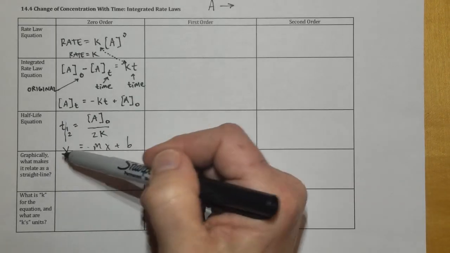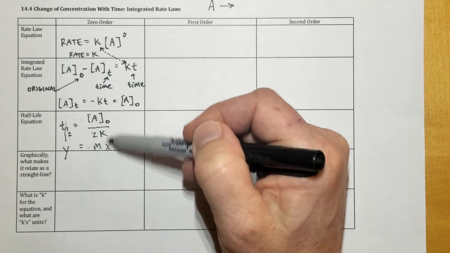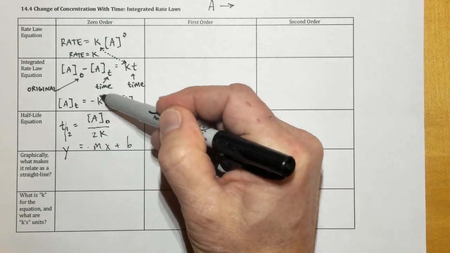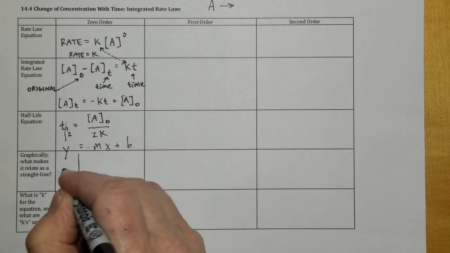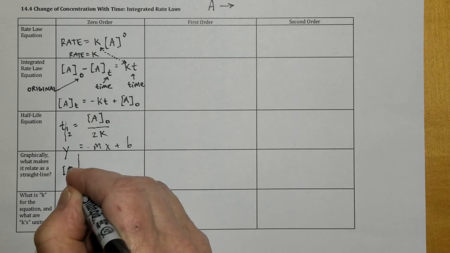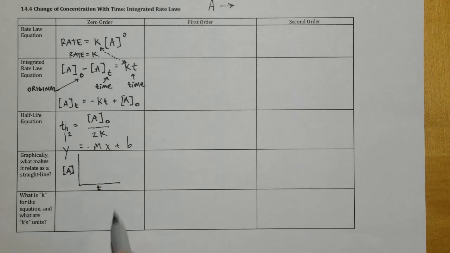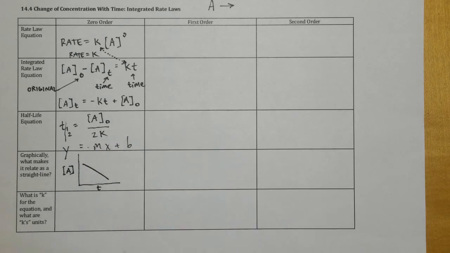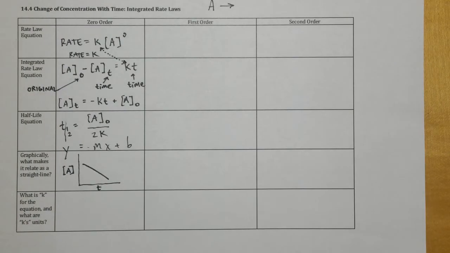And so now you know that this is the vertical axis right here. This is the horizontal axis right here. And then m is the slope. And so notice that the rate constant is the slope. And so graphically, you could say that concentration goes on the vertical axis right here. Time goes on the horizontal axis right here. And then notice there's a negative sign right here. So the slope will be negative for a zero order reaction. Notice it's concentration versus time.